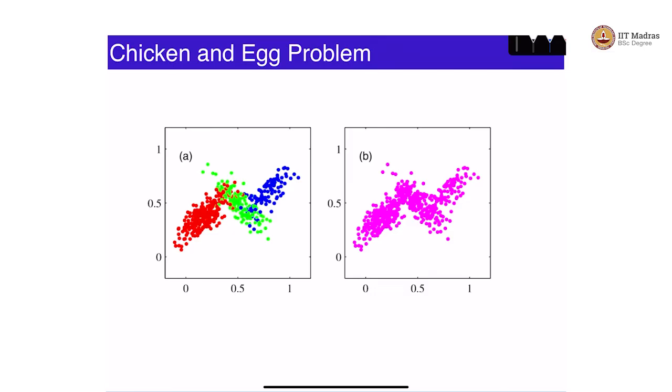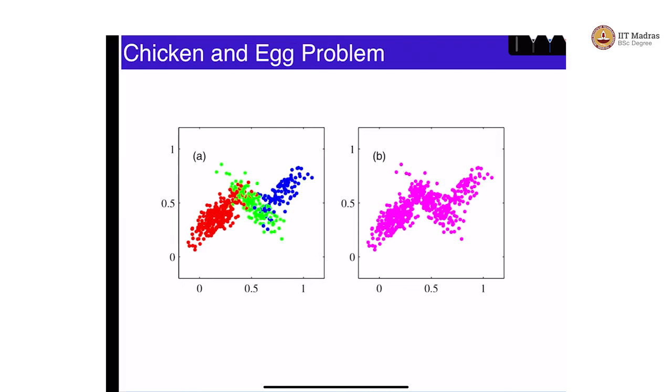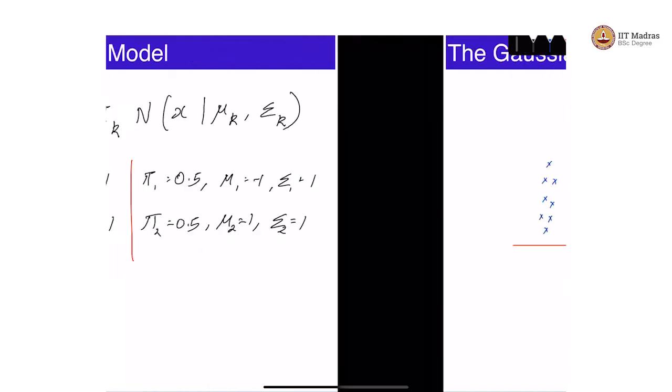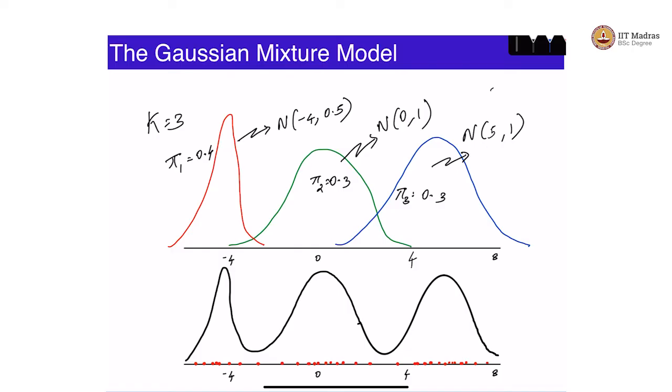The second point to note is also interesting. That is, if you somehow magically had access to the parameters, then finding which data point belongs to which component is also somewhat easy. Let's take the simple one-dimensional example here. Let's say you knew the parameters pi 1 mu 1 sigma 1, pi 2 mu 2 sigma 2, and pi 3 mu 3 sigma 3.